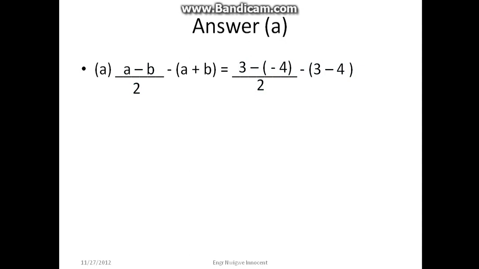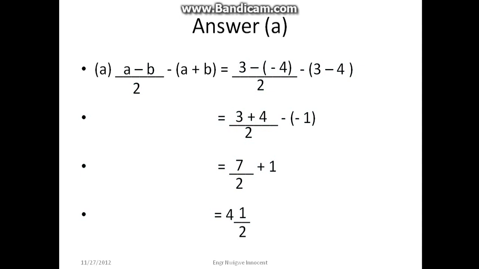Then we do our mathematics by opening the bracket. Minus minus will become plus. Then we have 3 plus 4 over 2, minus minus will become plus. We now have 7 over 2 plus 1.